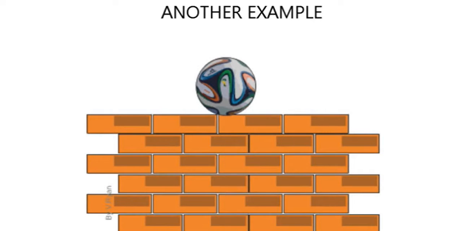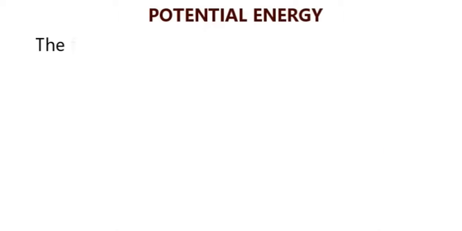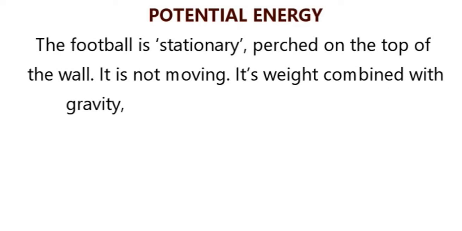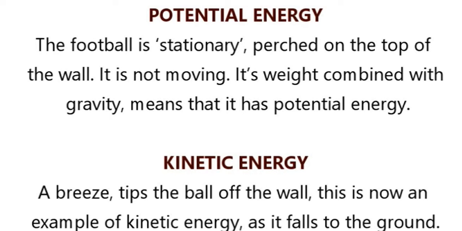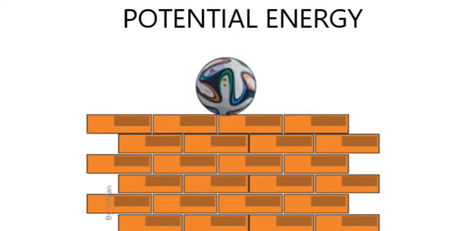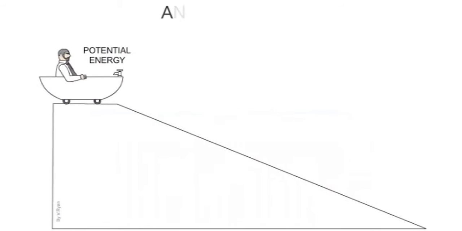Another example is now a ball placed on top of a wall. So you see that the ball fell off the wall. We'd say that the potential energy is when the football is stationary on top of the wall, alright, and the kinetic energy is once that ball falls off the wall and it starts to move, it gains kinetic energy. Alright, and there you can see the difference again, the potential energy, and as soon as it falls off, it is kinetic energy.